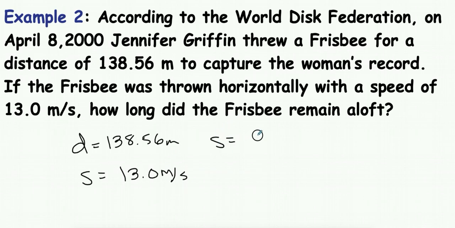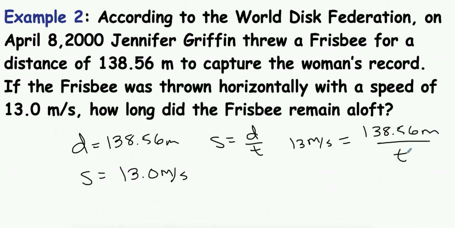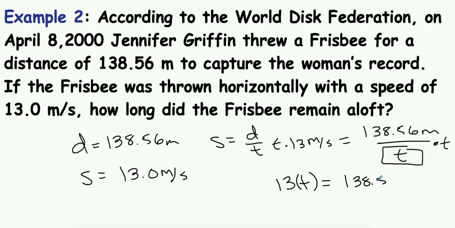Let's use our equation. Speed equals distance over time. So our speed is 13 meters per second. Our distance is 138.56. And our time, we don't know. So how do we solve something like this? Well, you want to ask yourself, how do I get the time out of the bottom? You have to multiply it out, right? Then we have 13t, okay, because we multiplied that out, equals 138.56.